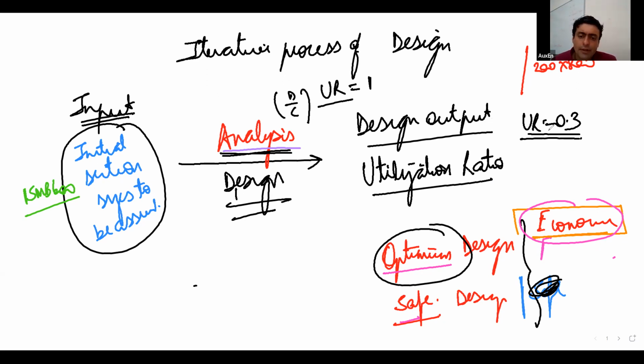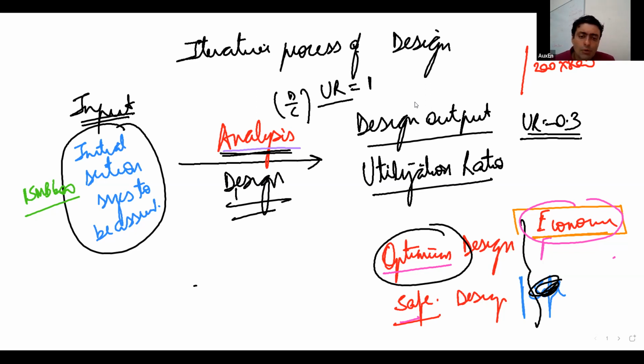Yes, it's safe. It is safe because the UR is 0.3. You are basically using only 30% of its capacity. So it is safe, but is it optimum? It is not optimum because you are only using 30% of the capacity. You are not using this section to its potential.